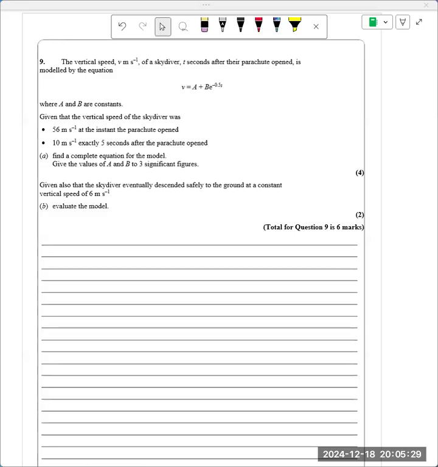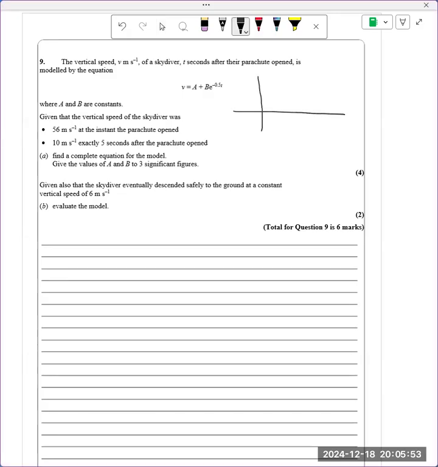Okay, question 9. We've got an exponential modeling question. Vertical speed of a skydiver. Always a good idea to try to interpret what's going on here. We've got a negative exponential, which is an exponential decay, and translated up by a. So this is some sort of function.